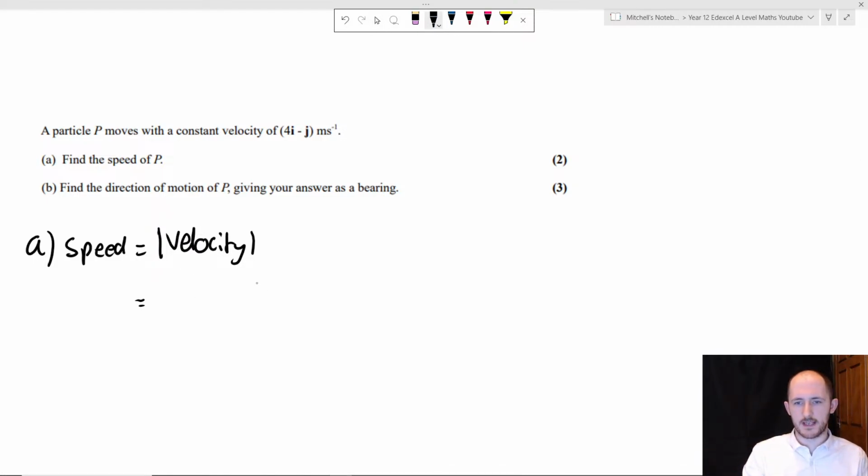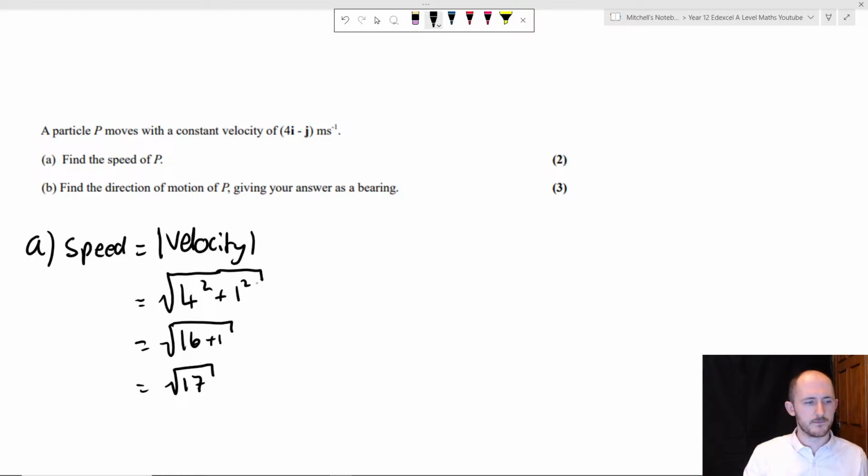So what we're going to do is take the magnitude of that, which is 4 squared plus 1 squared, which is 16 plus 1. So in other words, it's square root 17 meters per second.